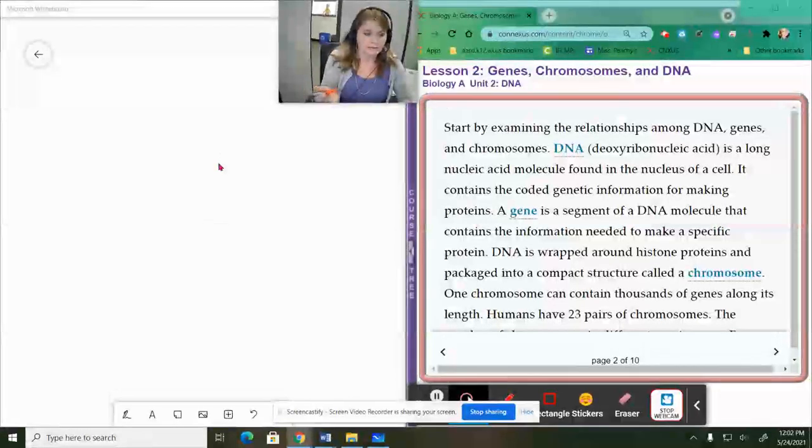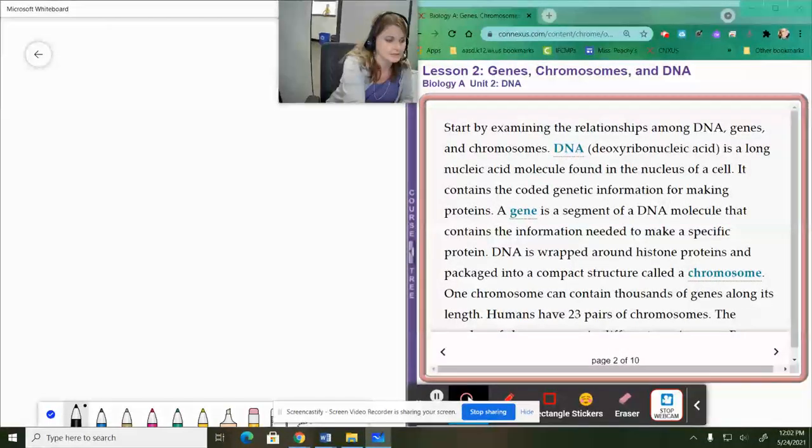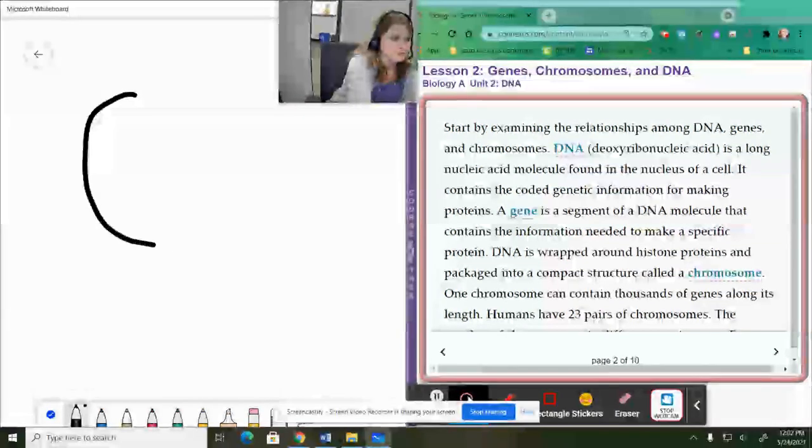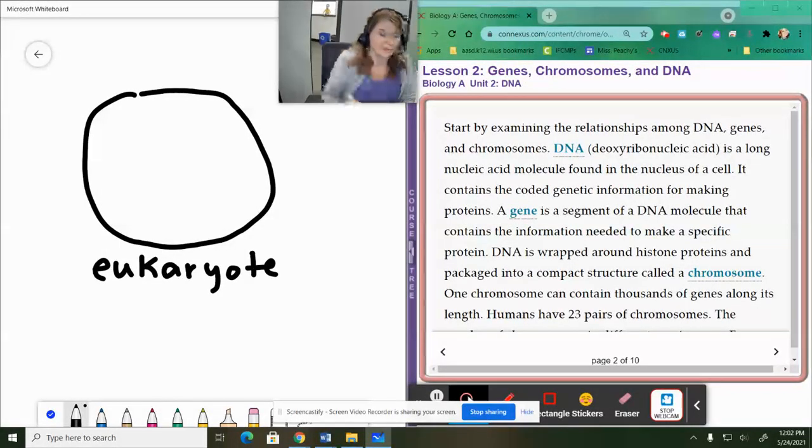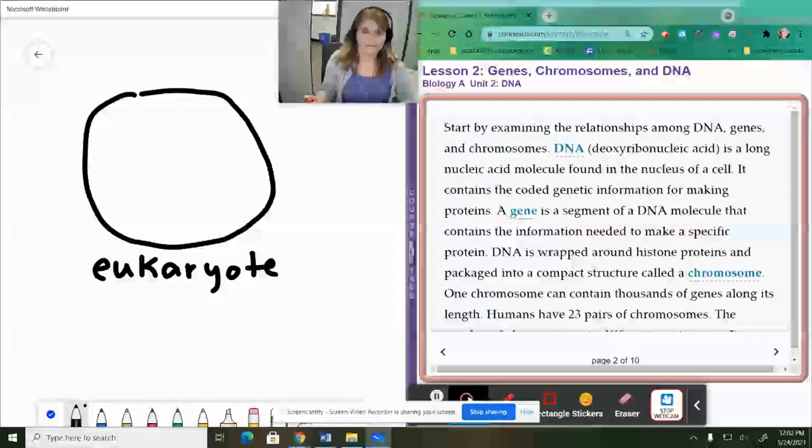So let's review what a nucleus actually is, okay? So you have your cell, right? And in a eukaryotic cell, so a eukaryotic cell or a eukaryote is a cell that contains a nucleus that houses the DNA and also a lot of different organelles, which we'll go over a little more in the upcoming lessons. These are the cells that make up all multicellular organisms.